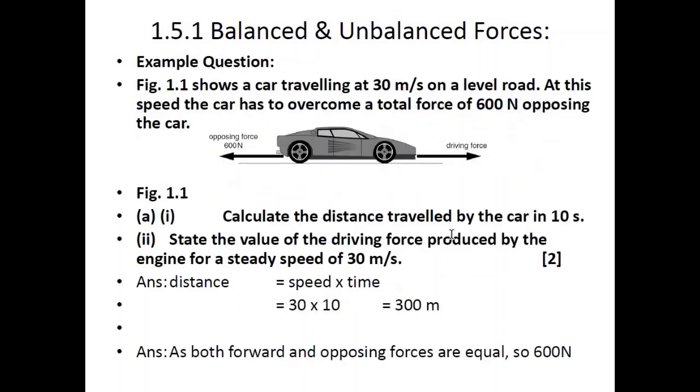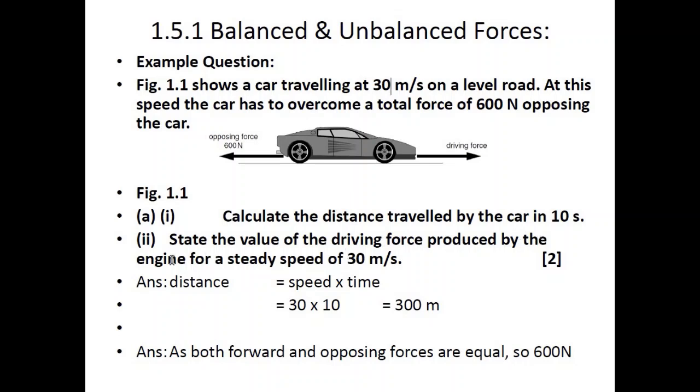Example question: you are shown a car with a driving force and an opposing force or a friction of 600 Newton, and it is traveling at 30 meters per second, and calculate the distance traveled by the car in 10 seconds. Distance equals speed times time. As you know, the formula is speed equals distance over time, so we just rearrange it, and we are given the speed of 30 meters per second and the time is given as 10 seconds. 30 times 10, 300 meters.